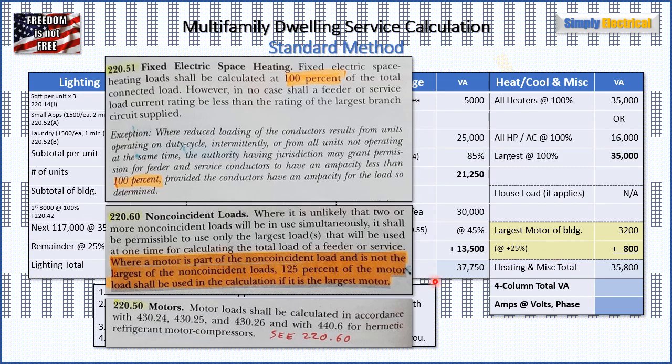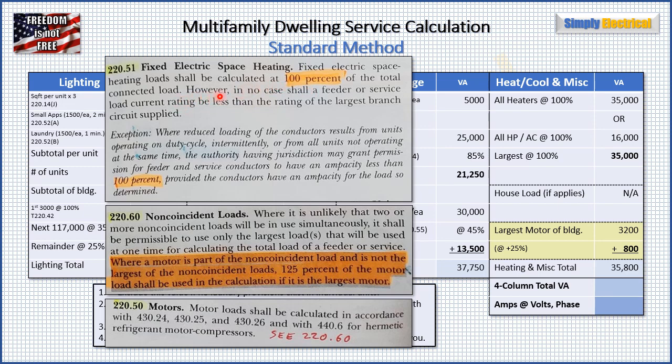Okay, last column. This is heating, cooling, and some miscellaneous loads. We'll start with the heating. If we go over to 220.51, we've got fixed electric space heating. Now this is any kind of heating that's fixed. So this includes a furnace or a baseboard, ceiling heat, or wall heat, any of those. Now it says fixed electric space heating loads shall be calculated at 100% of the total connected load.